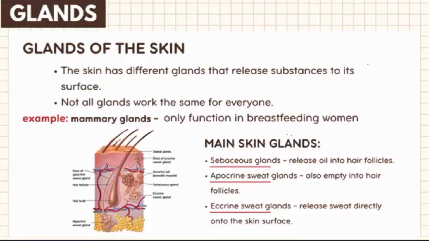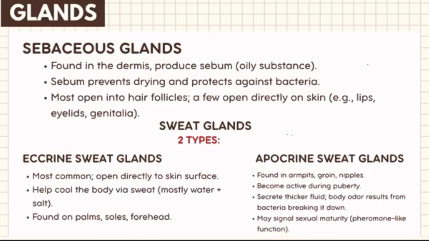Glands. Glands are the small organs of the body that make and release substances like sweat, oil, or hormones. And there are different glands that release substances to the skin surface. The main skin glands are the sebaceous glands, apocrine sweat glands, and eccrine sweat glands. Sebaceous glands are found in the dermis, produce sebum, and keep skin and hair soft. They also help prevent bacterial growth and dehydration.